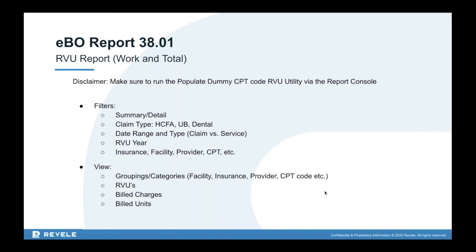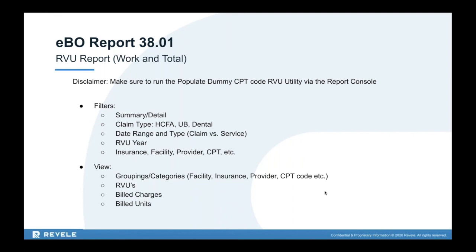What that's for is if you have custom CPT codes that you've built in your system and that you're using, when you run these RVU reports, you want to make sure that this utility is run, because that is what's going to pull those custom codes. So for that, again, you have a summary and a detail option. You can look at the RVUs by claim type. So if it's PICFA, UB, dental, date range and type. So what I mean by that is claim versus service.